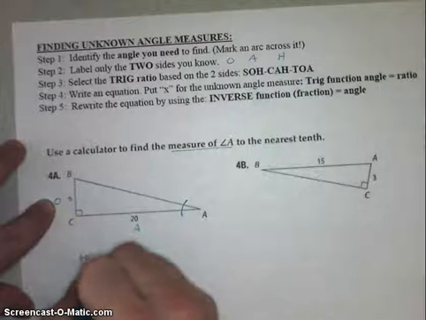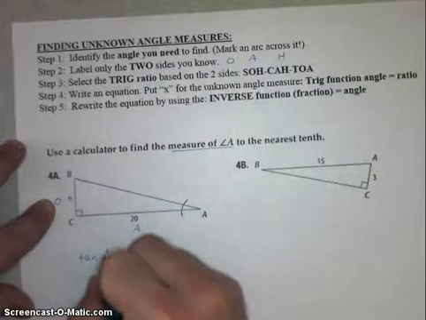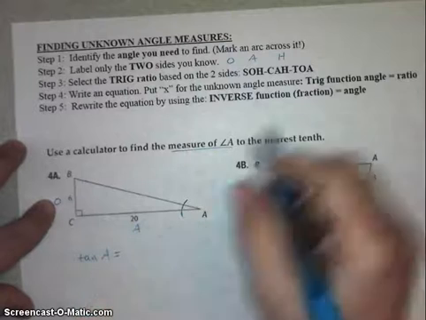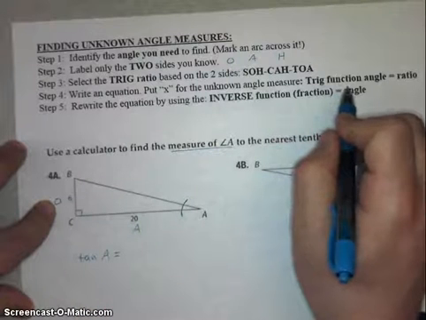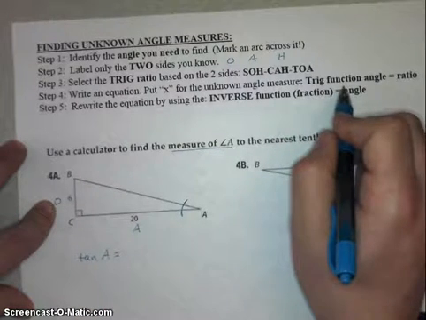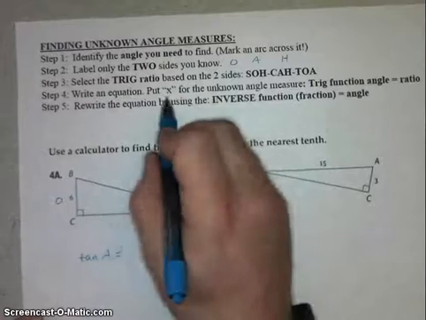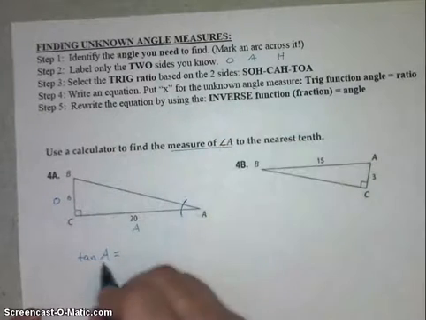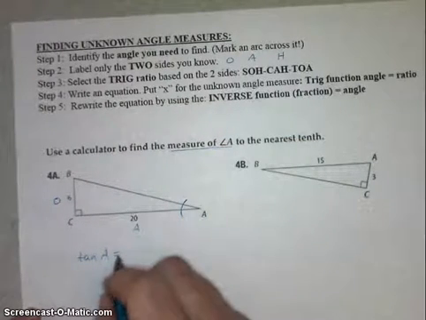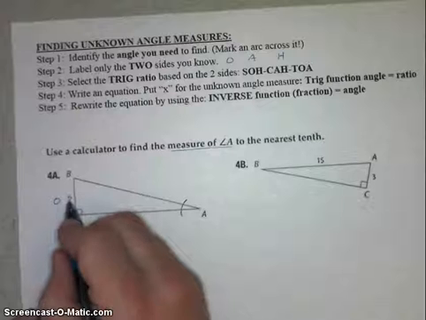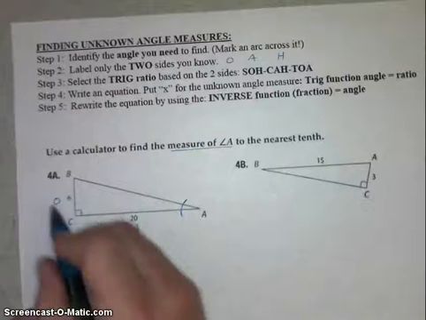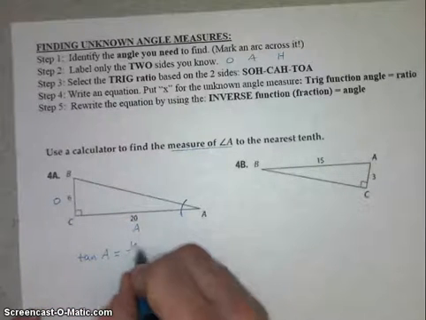So I'm going to say the tangent of angle A equals the ratio, okay, it says you can put an x for an unknown angle measure, but we could just use capital letter A. The tangent of angle A is equal to the ratio 6 over 20, because that's opposite over adjacent.